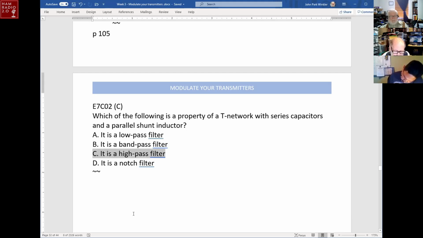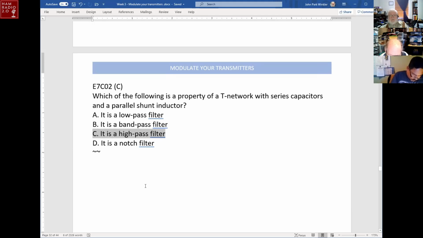The high frequencies are conducted through the capacitors. The low frequencies are shut down. The inductor will short out lower frequencies and allow the higher frequencies to pass because it has a higher impedance.